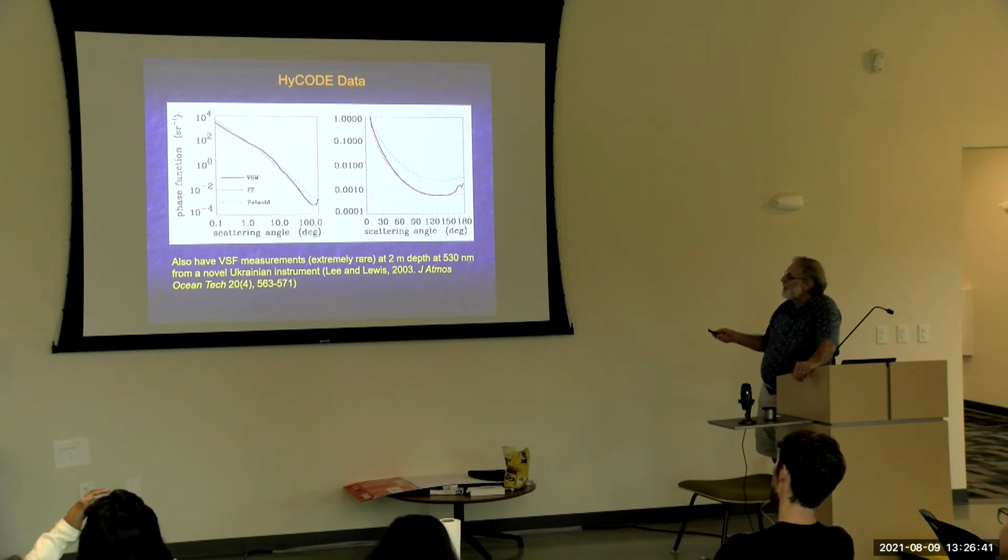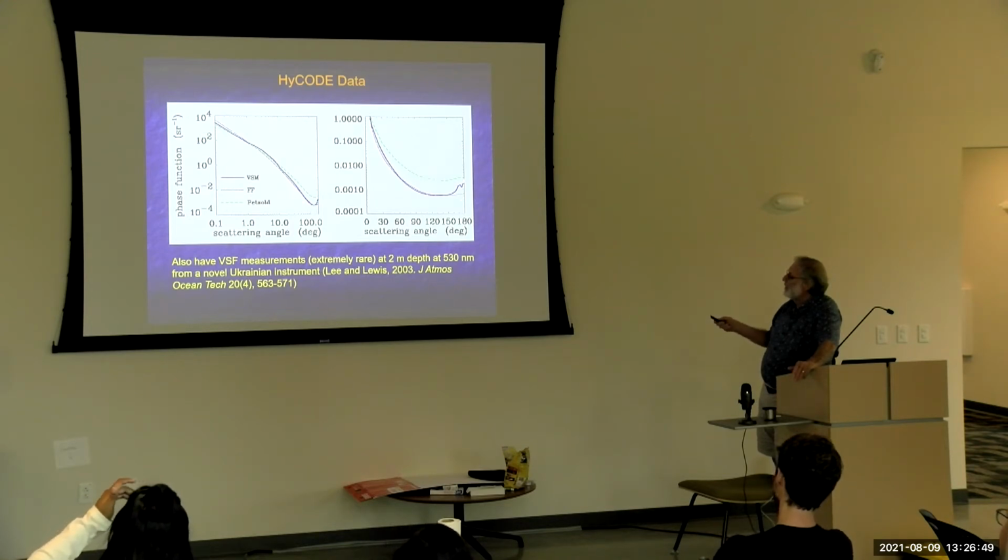And then the green is the Petzold phase function. And you look at that and say, well, that's really pretty good, but really down here you look, that's a factor of 2 or more off.